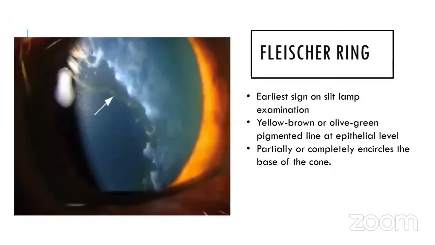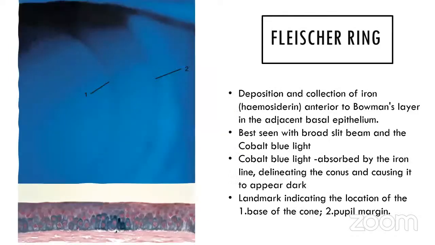Fleischer's ring, this is the earliest sign on the slit lamp examination, where a yellow-brown or olive-green pigmented line at epithelial level is seen. It partially or completely encircles the base of the cone. Deposition and collection of the iron hemosiderin anterior to the Bowman's layer in the adjacent basal epithelium can be seen. It is best seen with broad slit beam and cobalt blue light.